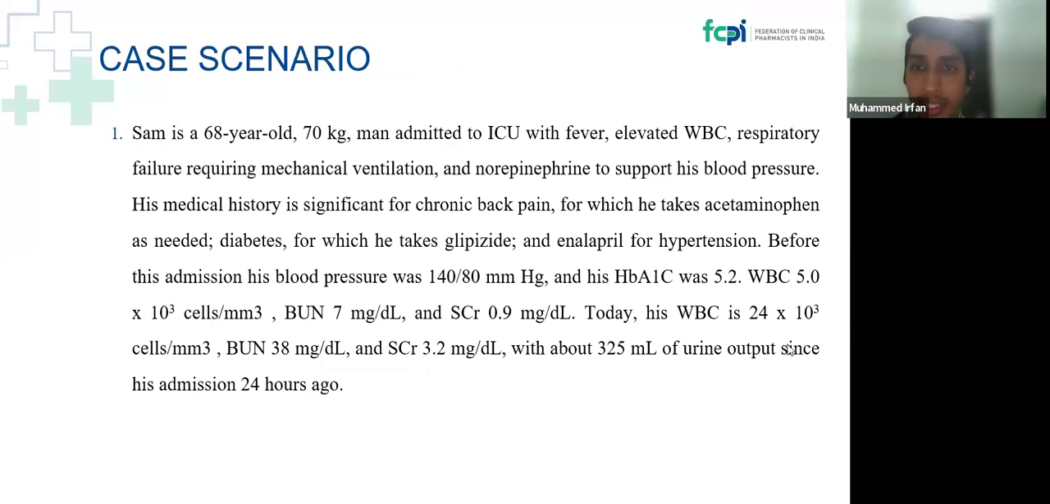And I will give a case scenario. A 68-year-old, 70 kilogram man is admitted to the ICU with fever, elevated WBC, and respiratory failure requiring mechanical ventilation and norepinephrine, that is noradrenaline, to support his blood pressure. His medical history is significant for chronic back pain, for which he takes acetaminophen as needed, diabetes for which he takes glipizide, and enalapril, that is an ACE inhibitor, for hypertension. Before this admission, his blood pressure was 140/80, HbA1c was 5.2, WBC 5.0, blood urea nitrogen 7 mg per deciliter, and serum creatinine 0.9. Today his WBC is 24,000, blood urea nitrogen is 38, and serum creatinine has elevated to 3.2, with about 325 ml of urine output since his admission 24 hours ago, that is a 1 day urine output.